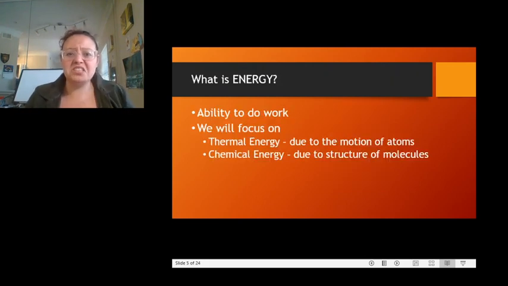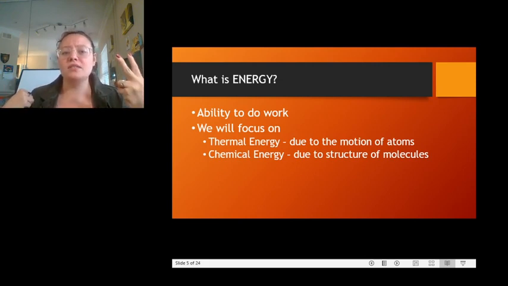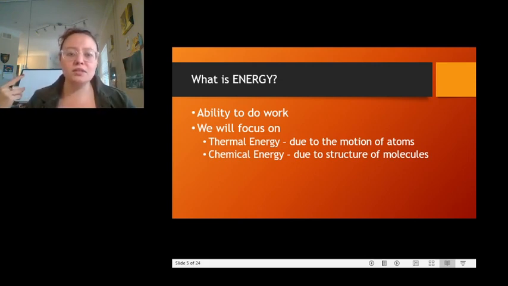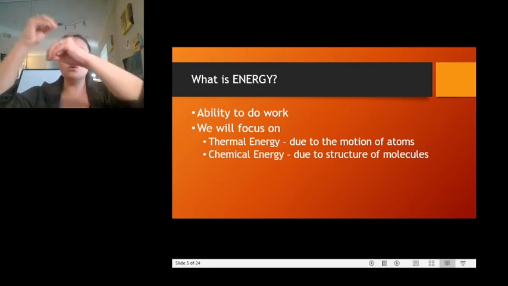So what is energy? We're going to say it's the ability to do work. That's the most standard definition of energy. For our class, we're going to focus on two kinds of energy. We're going to talk about thermal energy, which is our energy due to the motion of atoms.